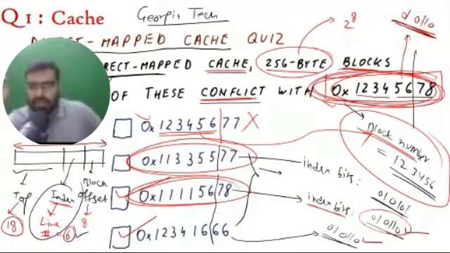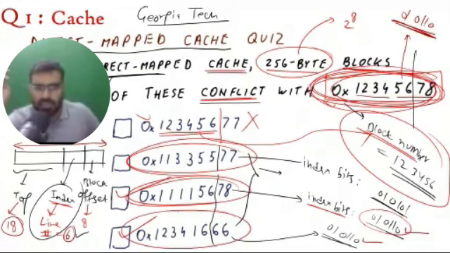Is this clear? Please let me know, is this point clear to everyone? Does anyone have any doubt in this question? So for this question, the answer will be option C and option D. This is a simple question from the direct mapped cache.